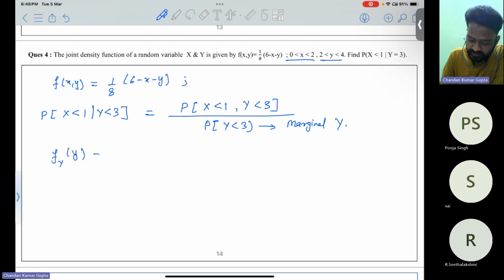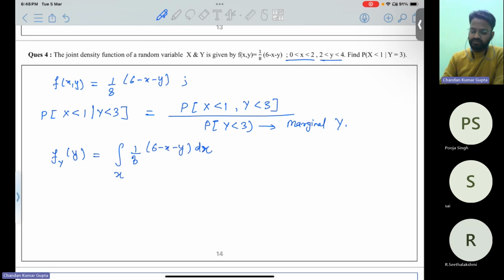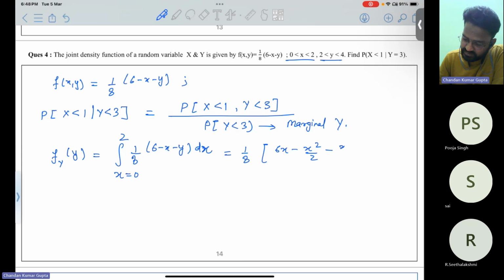Marginal of y, we will take the range of x. It's 1 upon 8, (6 minus x minus y) dx. The range of x is from 0 to 2. So 1 by 8 is taken as common. It is 6x minus x square upon 2 minus xy, from 0 to 2. Is it okay?